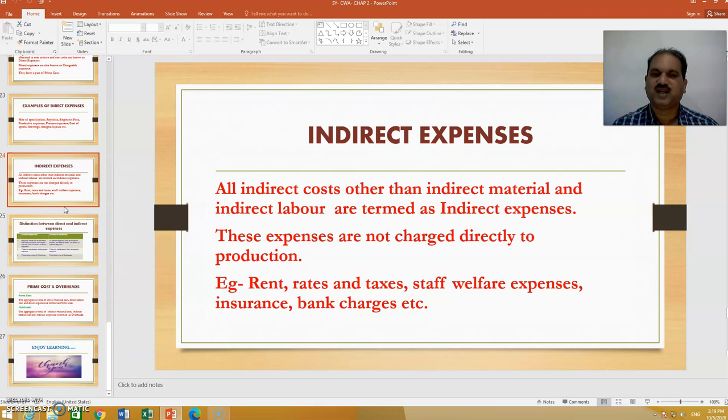Now let's see what are indirect expenses. All indirect costs other than indirect material and indirect labor are termed as indirect expenses. These expenses are not charged directly to any production house. Example, rents, rates and taxes, staff welfare expenses, insurance, bank charges, etc.